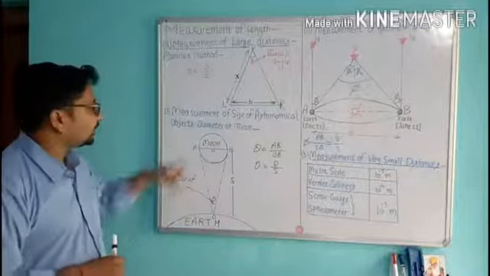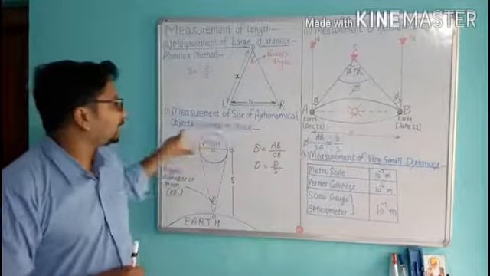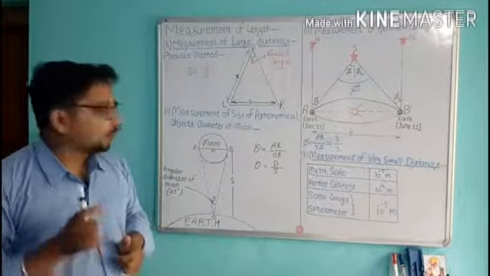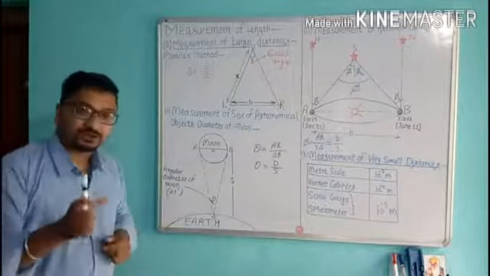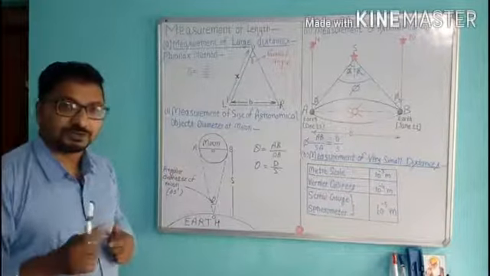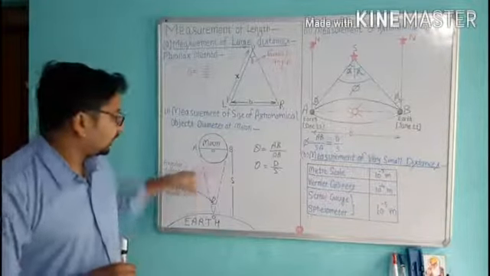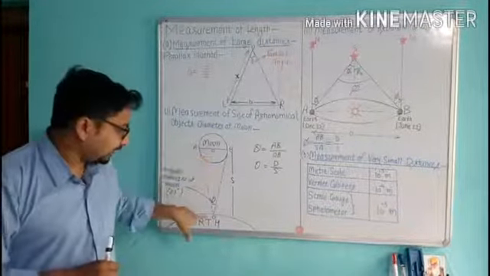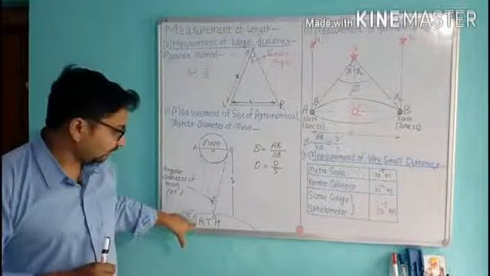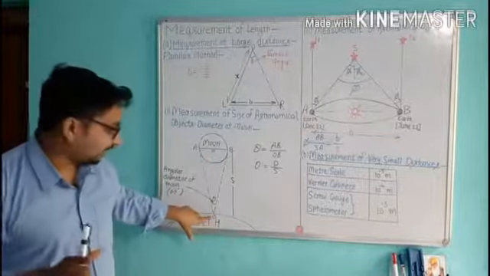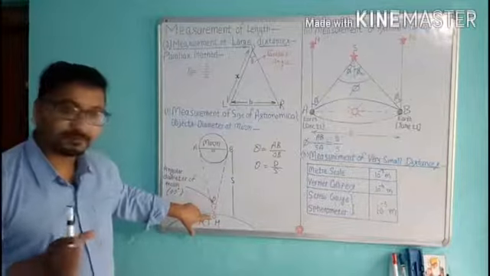Now next, measurement of size of astronomical objects. Suppose we want to measure the diameter of the moon. Here is the moon and here is our earth and here we are. Suppose here we are at point O. This is the observing point.